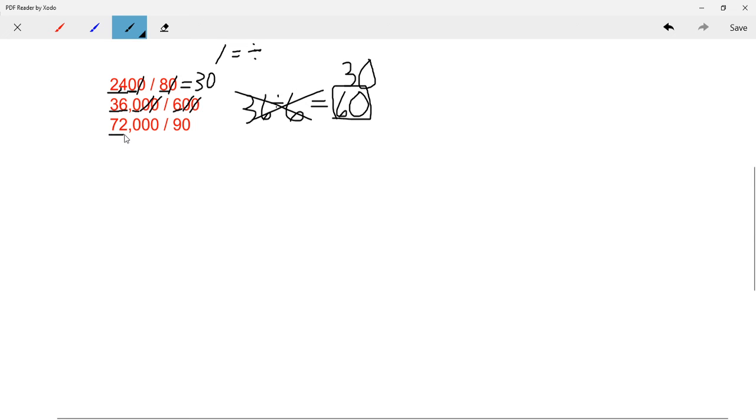Now we have to do the same thing here. So you find the answer to the base fact, 72 divided by 9, which equals 8. And then I'm going to cross out this 0 here, and cross out the same amount of zeros in the dividend, in the first number, and then there are 2 zeros left, so I put those 2 zeros at the end here. So 72,000 divided by 90 equals 800. It's pretty simple.